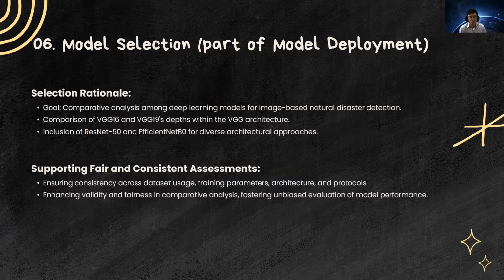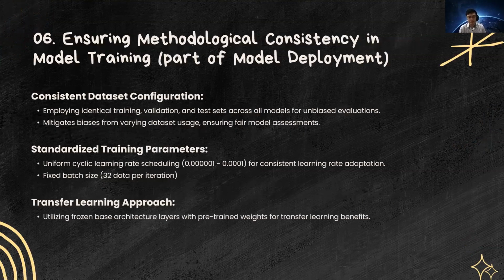And for the selection rationale, it is a comparative analysis among deep learning models for image-based natural disaster detection. We compare VGG16 and VGG19 depths within the VGG architecture, and we also include ResNet 50 and EfficientNet B0 for diverse architectural approaches. To support fair and consistent assessment, we ensure consistency across dataset usage, training parameters, architecture, and protocols. We also enhance validity and fairness in comparative analysis, fostering unbiased evaluation of model performance.